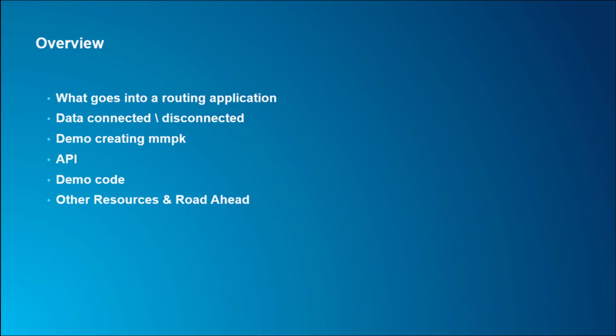I'm going to go over a number of things. First, we're going to talk about what goes into a routing application. We'll talk a little bit about data. We'll do a demonstration about creating a mobile map package. Then we'll look at the Runtime API. We'll look at some demo code, and then we'll talk a little bit about resources and the road ahead.